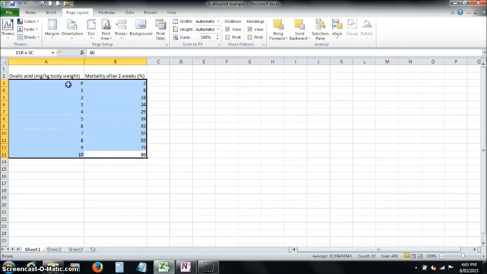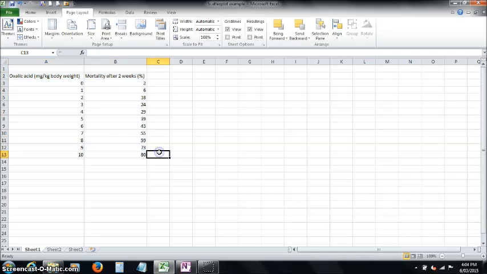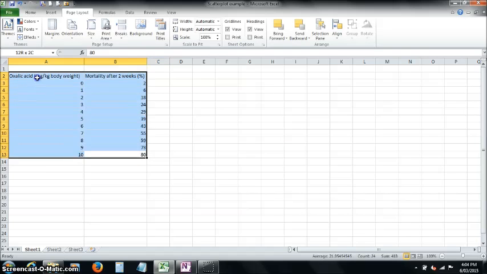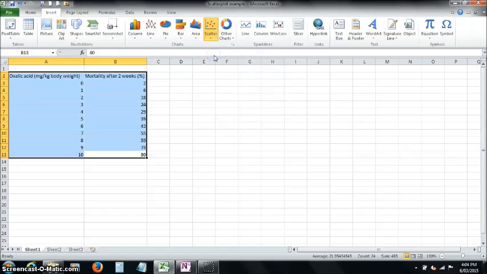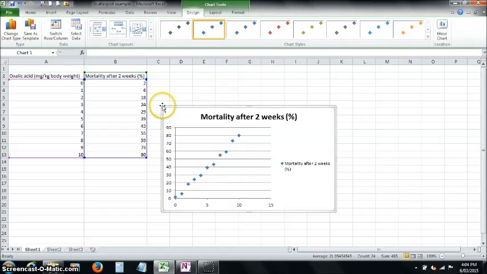So here's the amount of oxalic acid given to mice, and here's the mortality level after 2 weeks. You can see that as you increase the dose of oxalic acid, the mortality rate increases. Alright, so this data should be represented as a scatter plot. The way you will do that is to highlight all the data, go to Insert, Scatter, and just use that top left one. And hey presto, we've got a scatter plot.